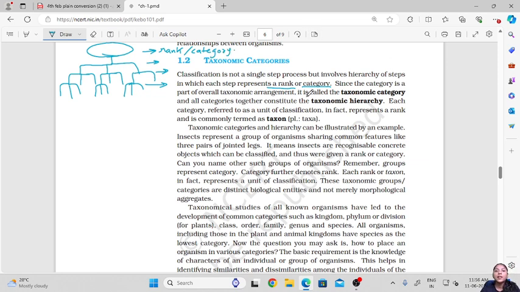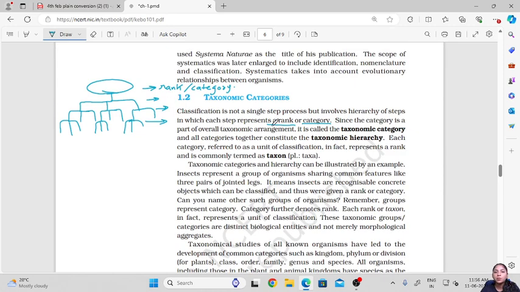Since the category is part of the overall taxonomic arrangement, it is called a taxonomic category. Each of these categories is called a taxonomic category, and all the categories together constitute the taxonomic hierarchy. So this entire thing is called the taxonomic hierarchy.